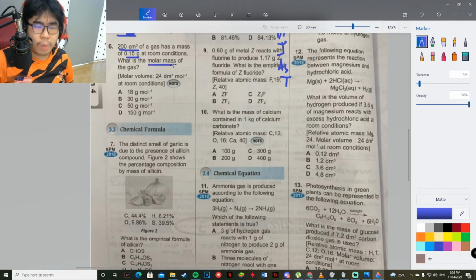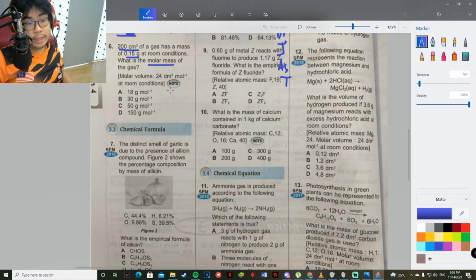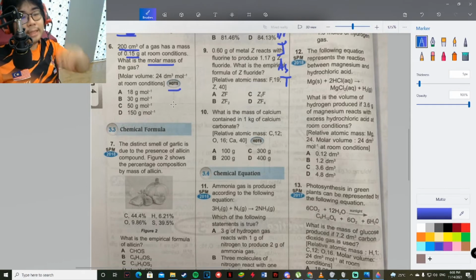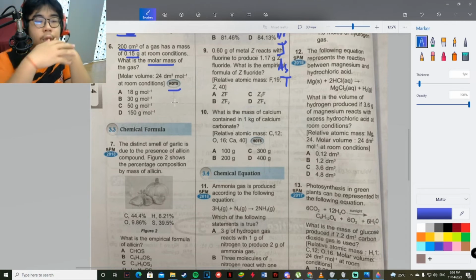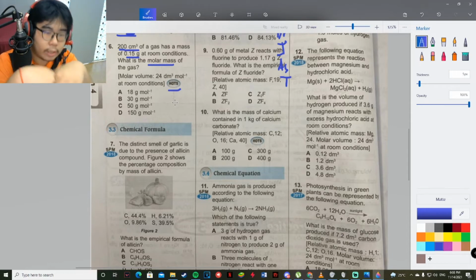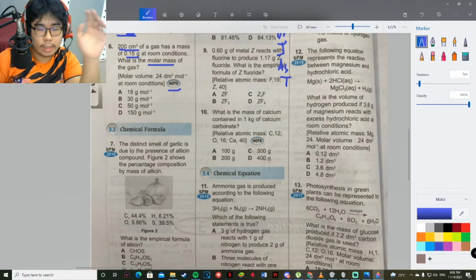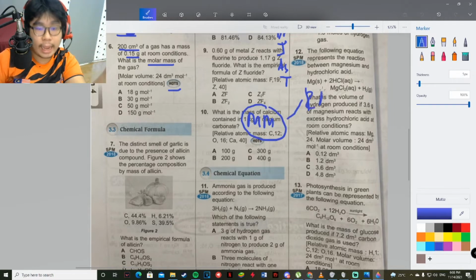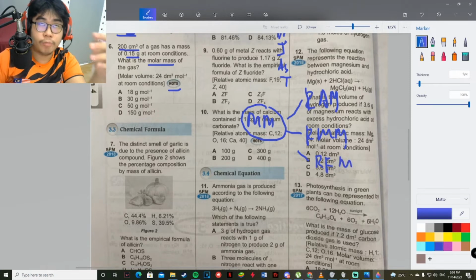They want to find the molar mass, and this is a hot question. This is a relatively tougher question than the others. When it asks you to calculate the molar mass, there are a lot of types of molar mass. So let's identify what molar mass is. Molar mass, I'll put mm, is actually any of these three: it can be RAM, RMM, or RFM, which are relative atomic mass, relative molecular mass, or relative formula mass.